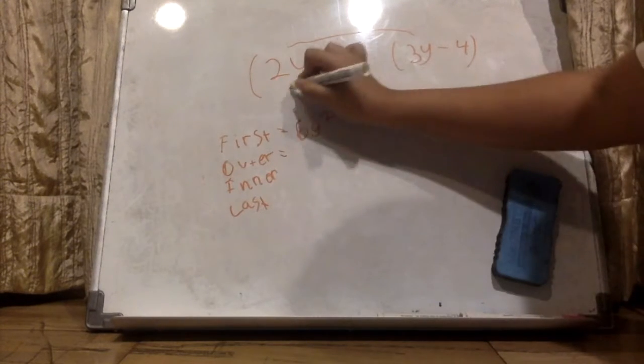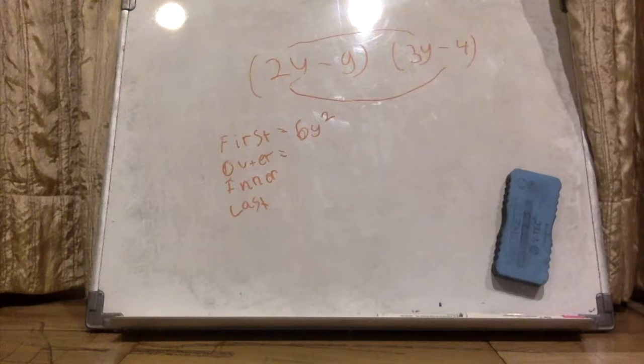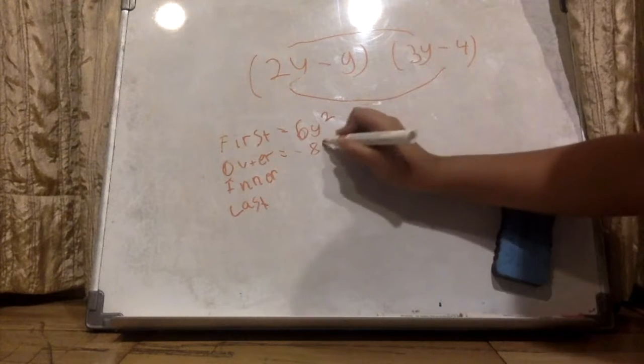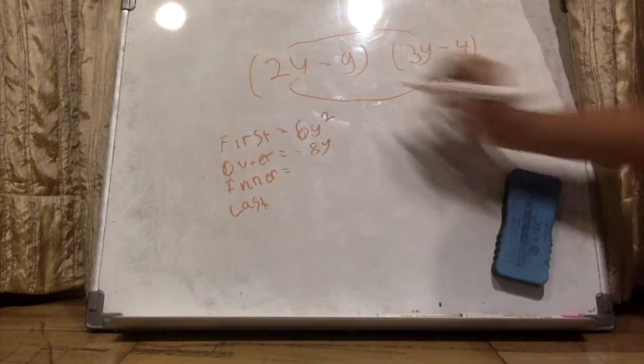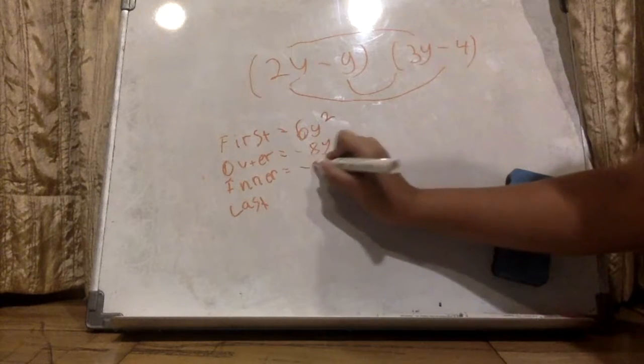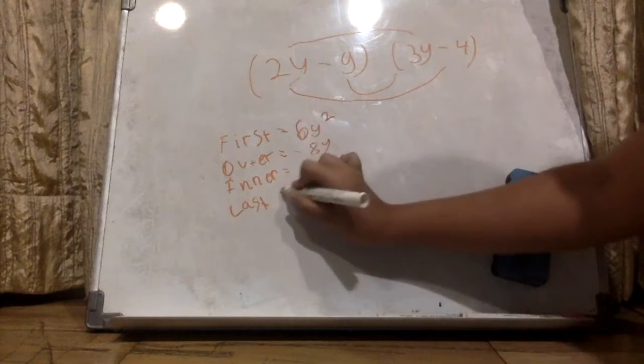The outer is 2y and negative 4. If a positive and a negative meet each other, it's going to be, of course, a negative. So it's going to be negative 8y. The variable comes with it. Inner is going to be negative 9 and 3y, which is going to be negative 27y. Same case as the outer.